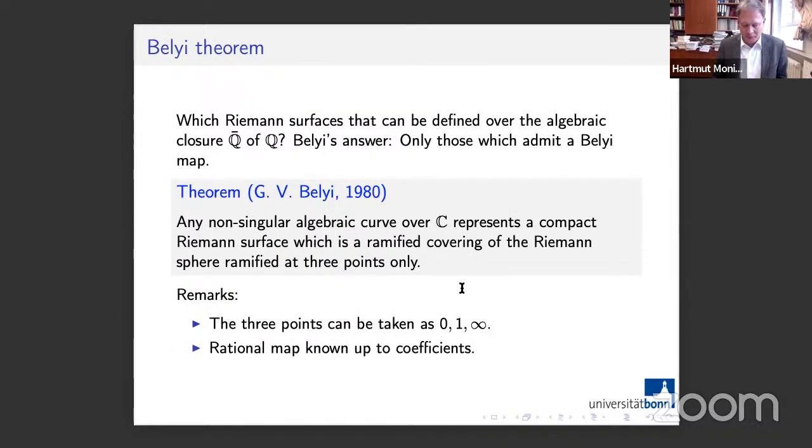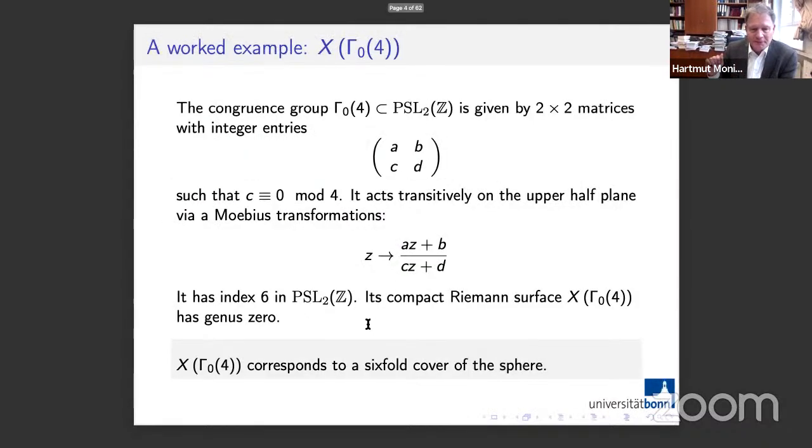And Belyi's theorem should also be noted, which answers the question which Riemann surfaces can be defined over the algebraic closure Q bar of Q. The answer of Belyi is: only those which admit a Belyi map. The theorem says that any non-singular algebraic curve over C represents a compact Riemann surface which is a ramified covering of the Riemann sphere, ramified only at 3 points. These 3 points can be taken to be 0, 1, and infinity, and the rational map is known up to coefficients.